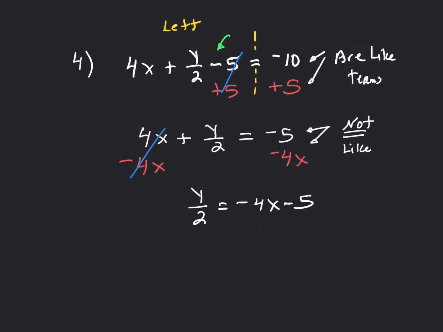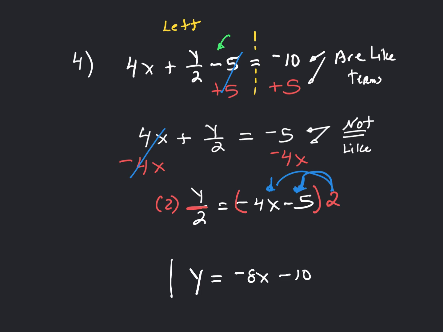Remember, our goal is to get y to be by itself. So we have to undo dividing by 2 by multiplying by 2. So we have to multiply both of these by 2. Now, I don't have room to squish it in there, so I'm just going to put the 2 back there. So I'm going to multiply 2 to both of these. When I multiply 2 times negative 4x, I get negative 8x. And when I multiply 2 times negative 5, I get negative 10.